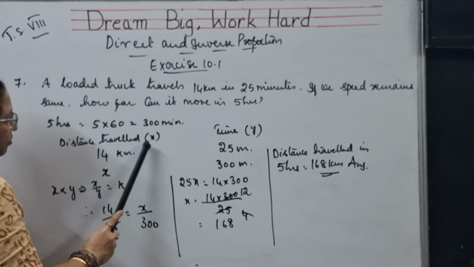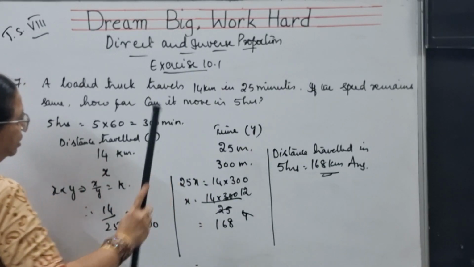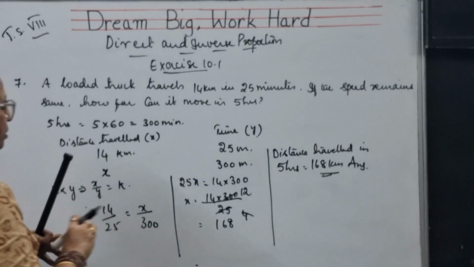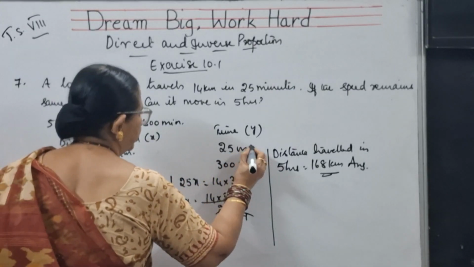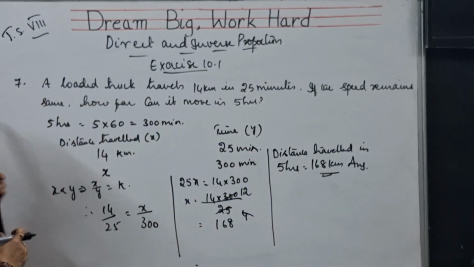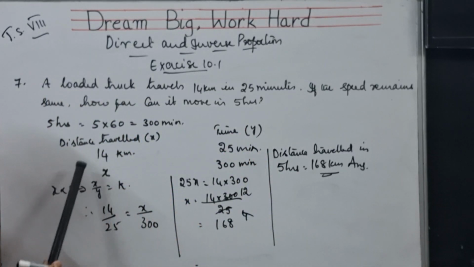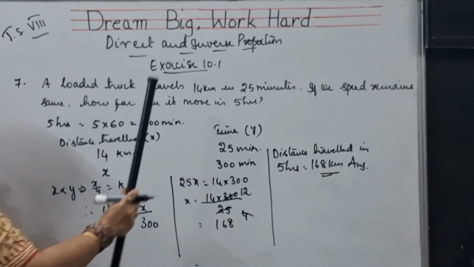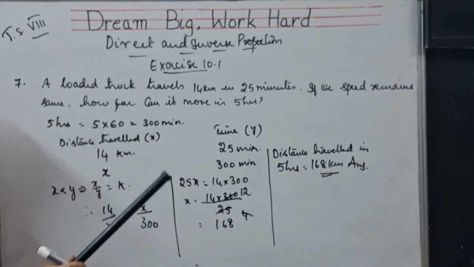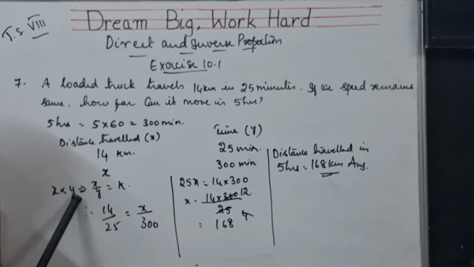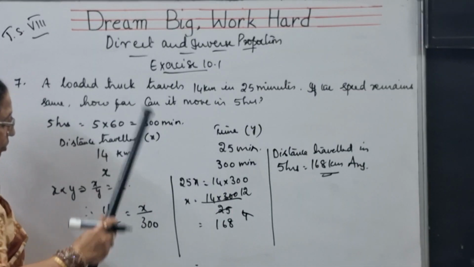So distance traveled I took as x, time taken as y. 14 kilometers is traveled in 25 minutes. 300 minutes means how much distance? So x is the distance traveled. As time increases, distance increases; as time decreases, distance decreases. Of course, we know this. So x is directly proportional to y, or x by y is equal to k.